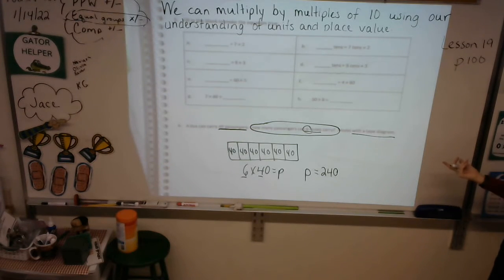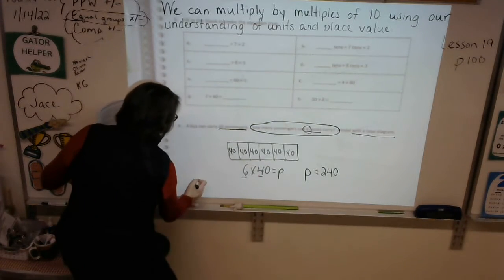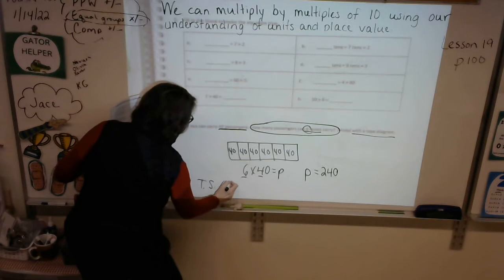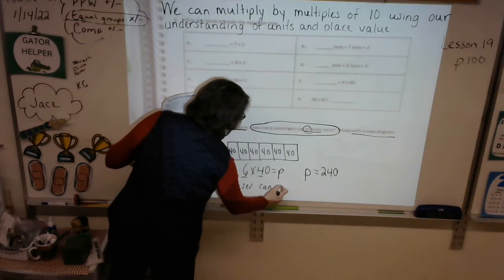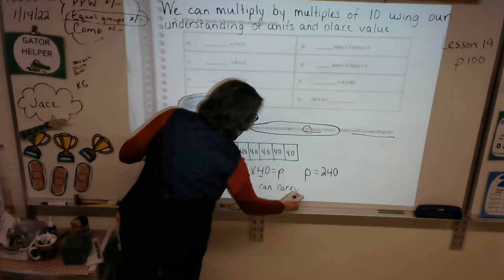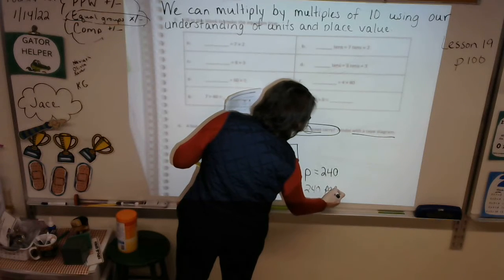Last thing we need is a target sentence. How many passengers can 6 buses carry? You can write, yes, 6 buses can carry 240 passengers.